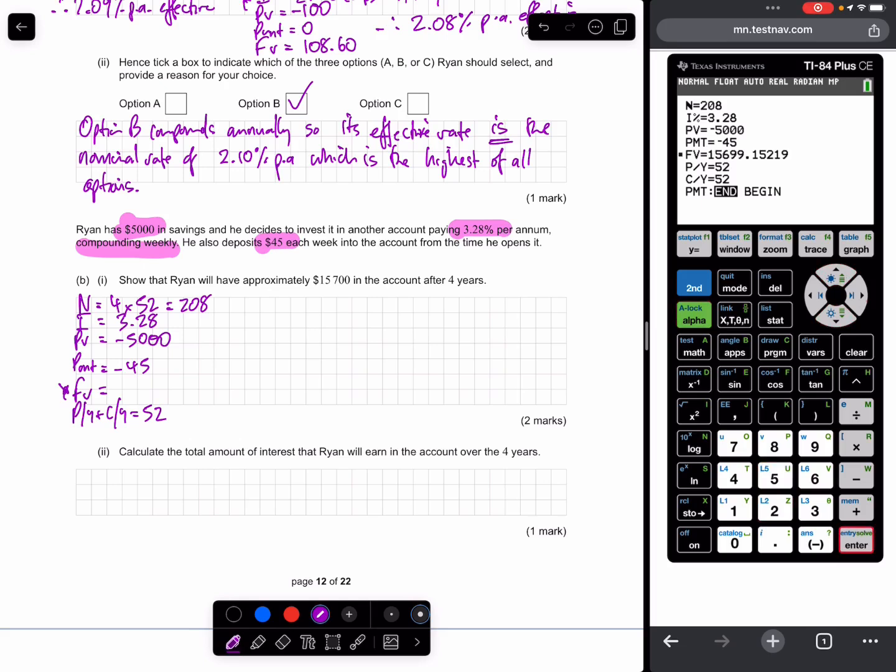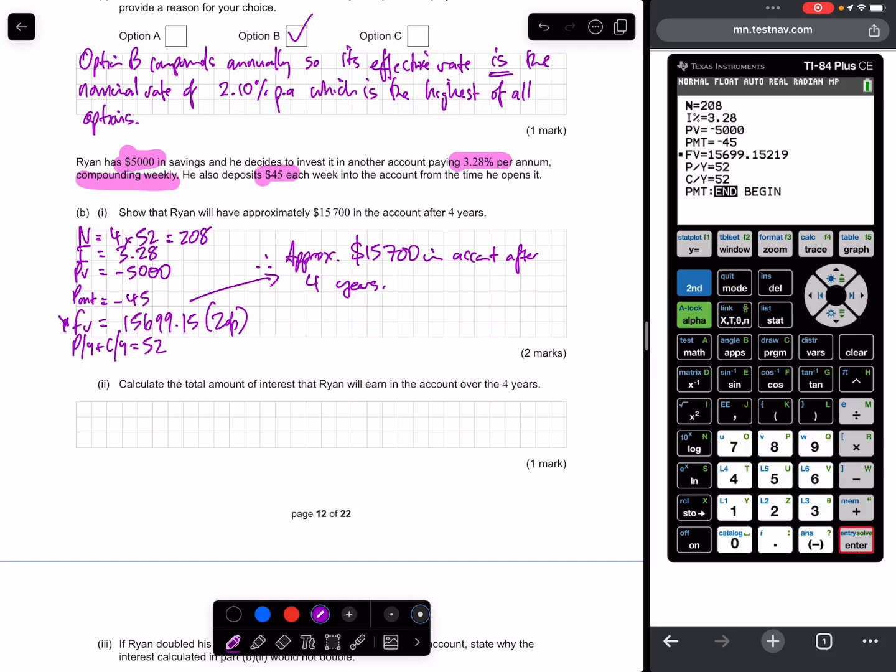Alpha solve. $15,699.15 to 2 decimal places. Therefore, approximately $15,700 in the account after 4 years.